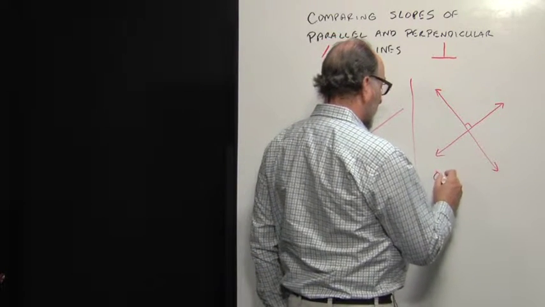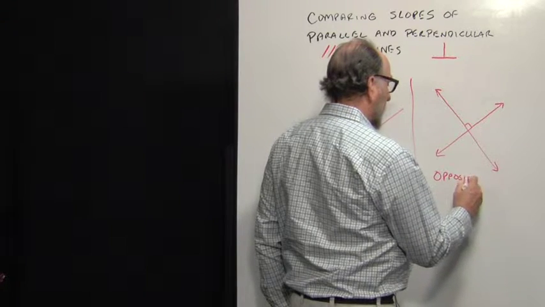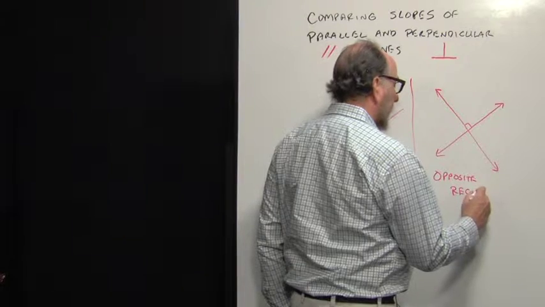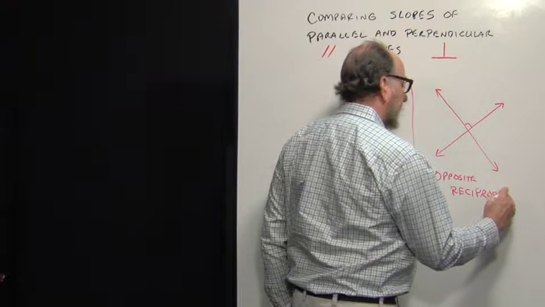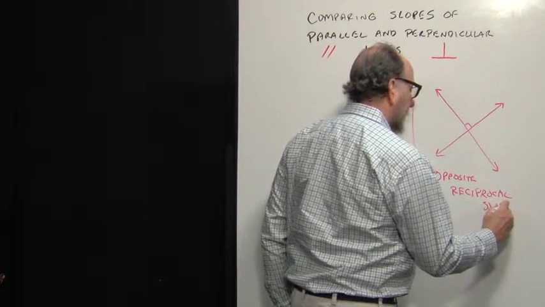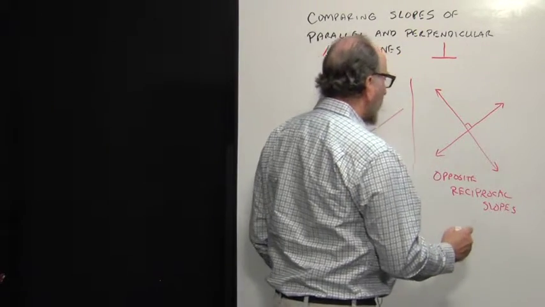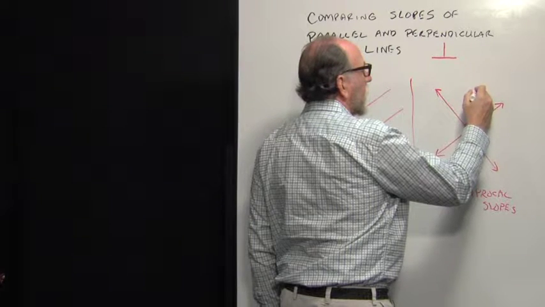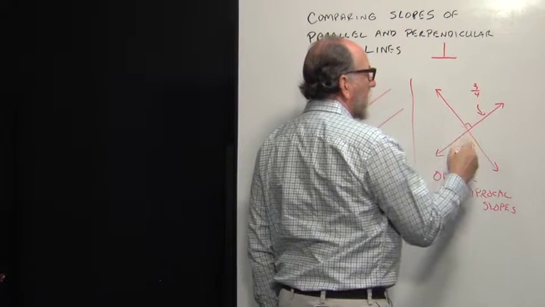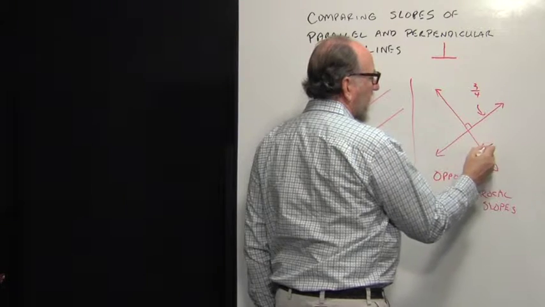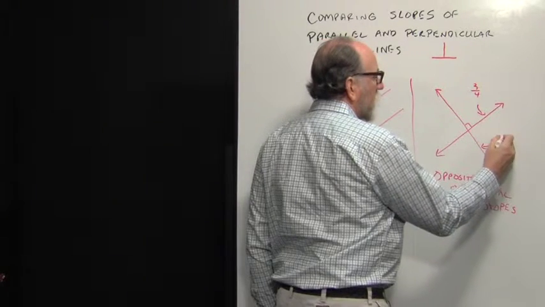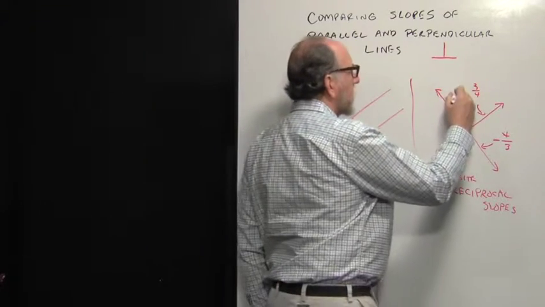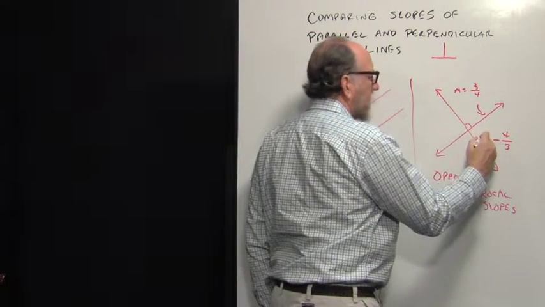So these are opposite reciprocal slopes. Reciprocal means flip it over. So for instance, if this had slope 3/4, then the perpendicular slope would be negative 4/3. Okay? Those slopes are opposite reciprocals.